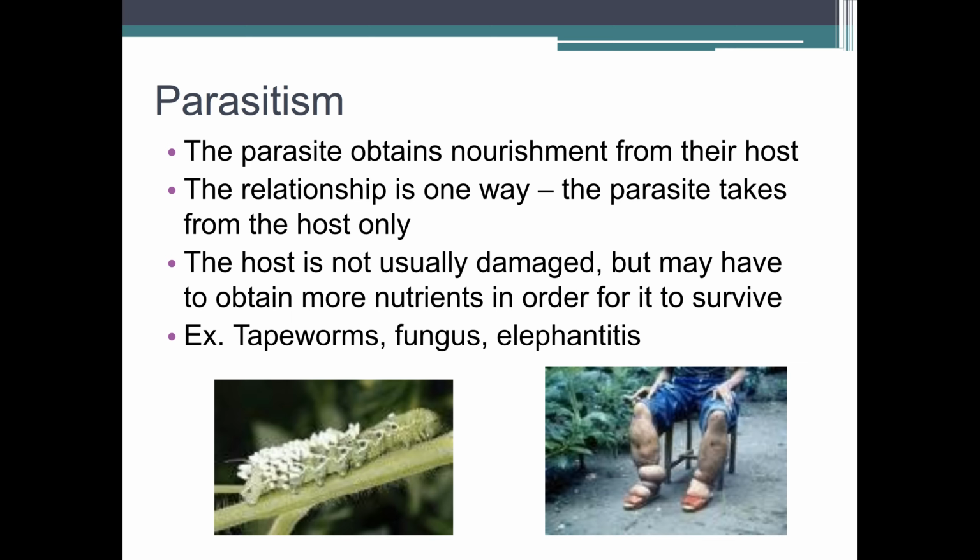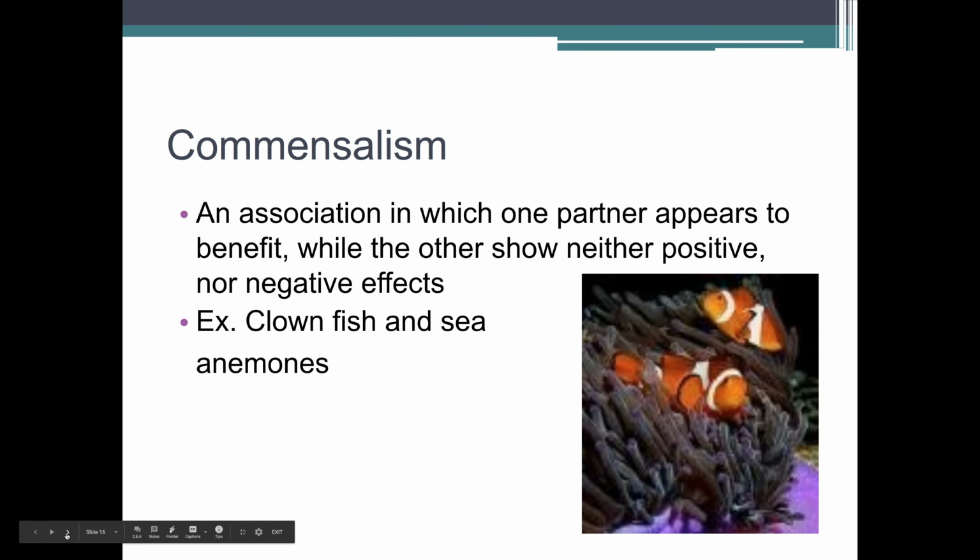It can often really hurt the host and kill them eventually if it comes to it. Different types of tapeworms, fungus, and elephantitis, which is what's shown here, are all examples of parasitism. I was just watching Our Planet, and it showed a fungus that grew in ants, and it would kill them off and grow out of them. Then the different spores would get sent out.